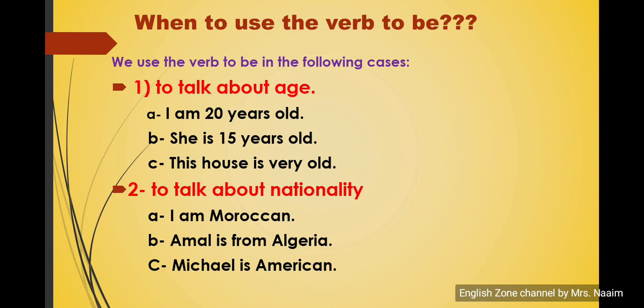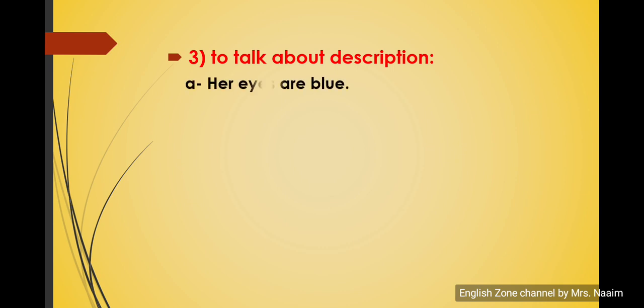Okay. Now we move to the third use of the verb to be. So to talk about description. We use the verb to be to talk about description. بمعنى نستعمل فعل الكينونة في حالة الوصف حينما نريد أن نصف أشياء. Okay. Her eyes are blue. بمعنى لون عينيها أزرق. Her eyes عيناها okay are blue. Okay, are blue. The verb to be here in this case is are. وفعل الكينونة في هذه الحالة هو are.